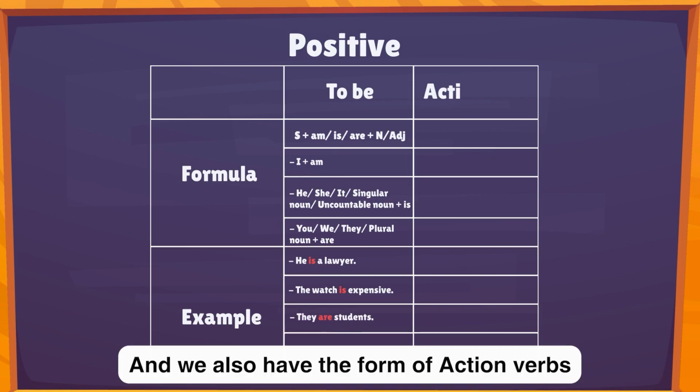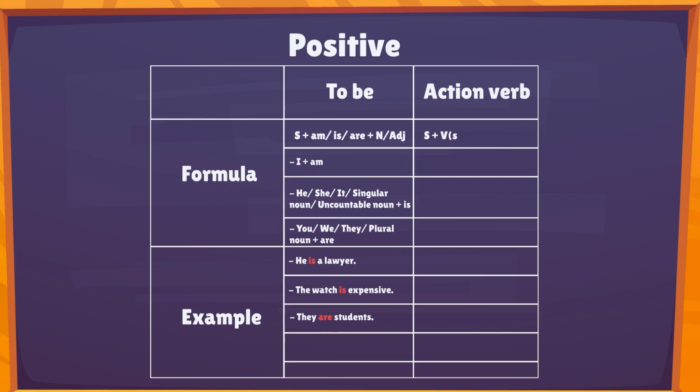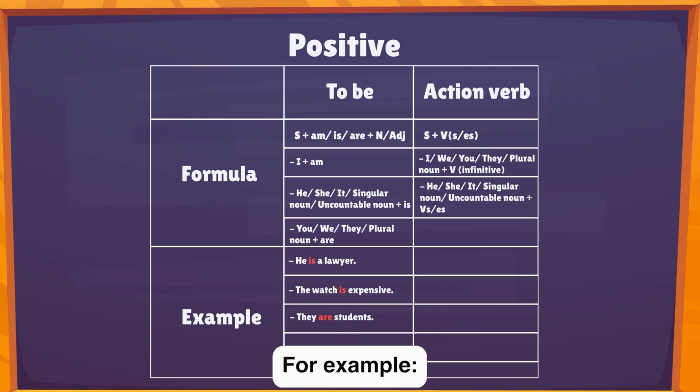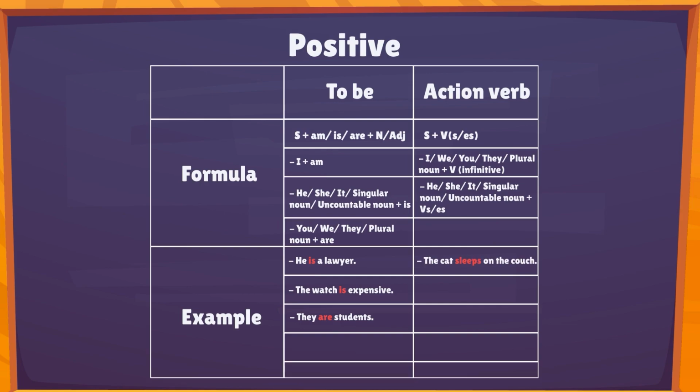And we have the form of action verbs. For example, the cat sleeps on the couch. She does homework every evening. They swim in the pool on weekends. The sun sets in the west.